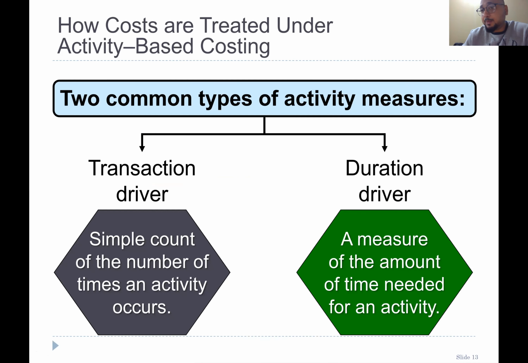There are two types of activity measures: a transaction driver and a duration driver. A transaction driver is simply counting the number of times the activity occurs; we are going to divide this cost pool into 2, 3, 4 or 5, that's it. A duration driver is a measure of the amount of time needed for the activity. This cost driver is used for placing orders, or we divide the whole cost pool into one activity like customer satisfaction. I will explain when we do the practical example.